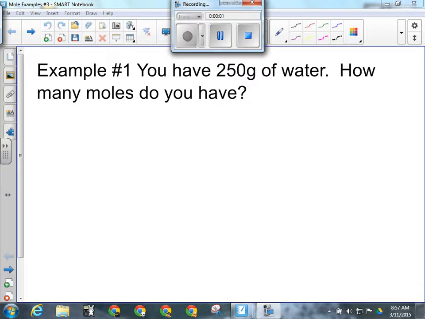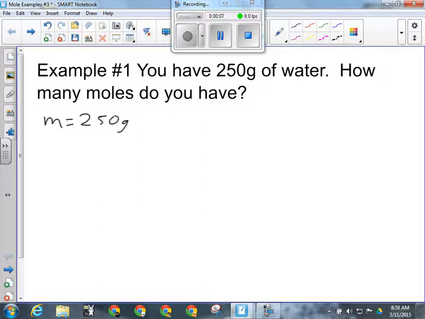All right, so the first step in one of these questions is to write down what we're given. We're told the mass is 250 grams. Okay, we're looking for the number of moles, and we're told that it is water. Everyone with me so far? Okay, so we got to find the molar mass of water.